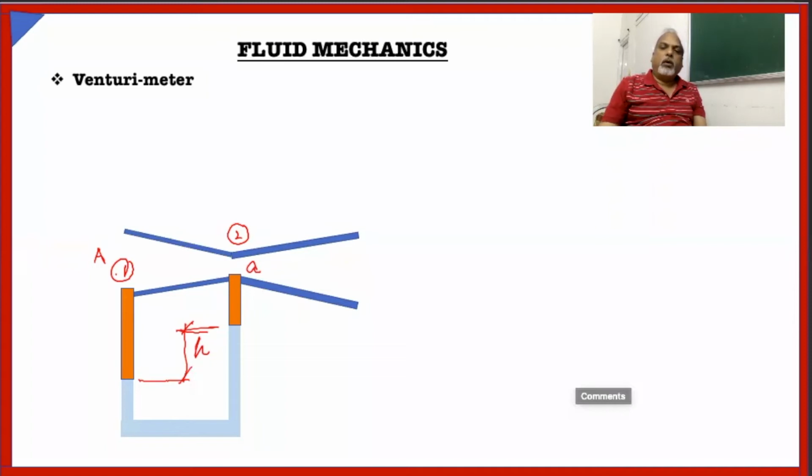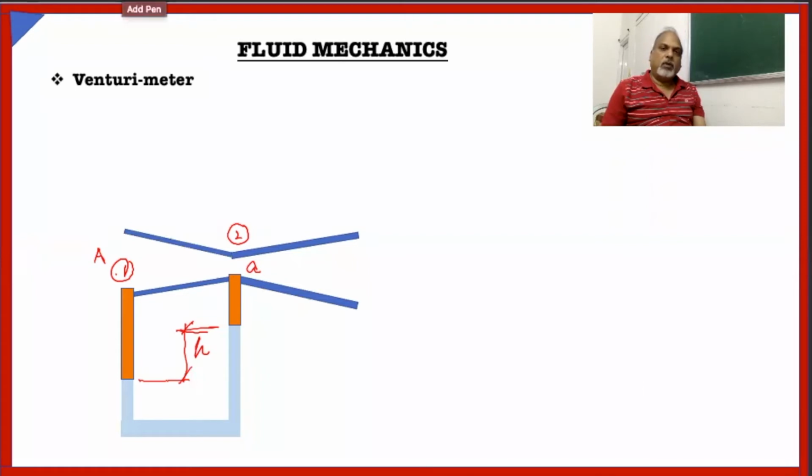In this video, we are going to talk about the Venturimeter. Venturimeter is a measuring device, basically, and what it measures is the velocity of incompressible fluids.